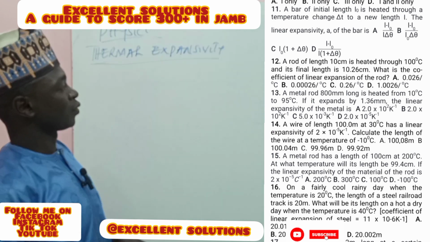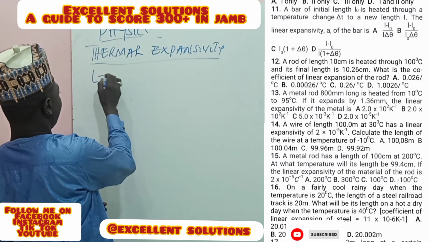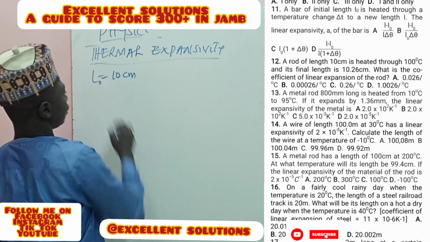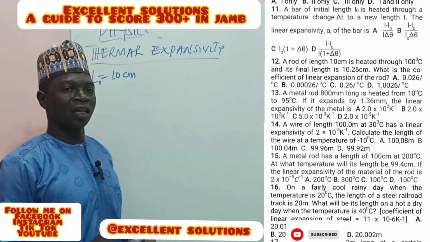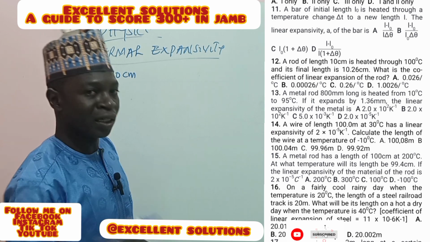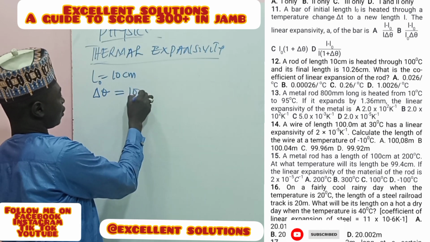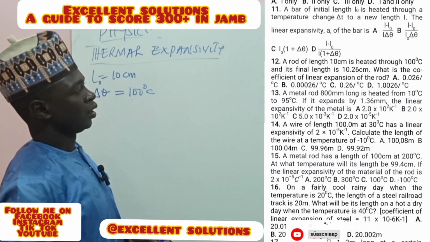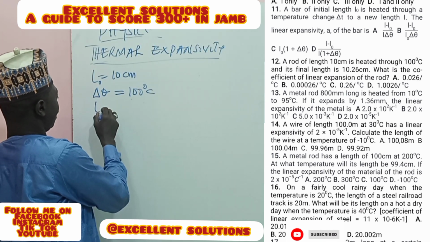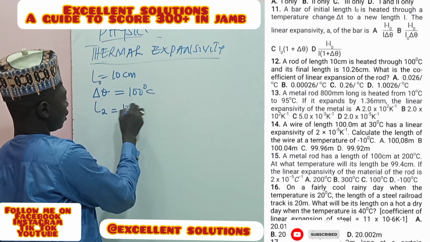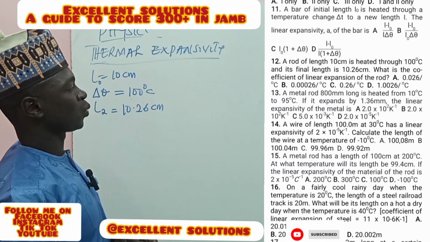The next question is question 12, and this question says a rod of length 10 centimeters. So we have our L1 equals 10 centimeters, or L0, is heated through 100 degrees Celsius. So it's heated through, not from. So this one, the delta theta is given, not theta 2 minus theta 1. So delta theta is equal to 100 degrees Celsius. And its final length is 10.26 centimeters. So our L2 is 10.26 centimeters. What is the coefficient of linear expansivity of the rod?